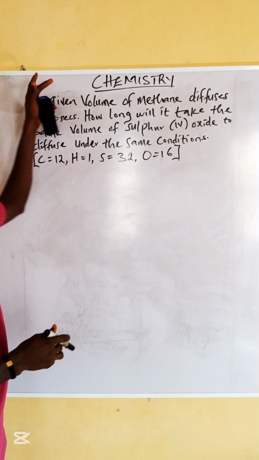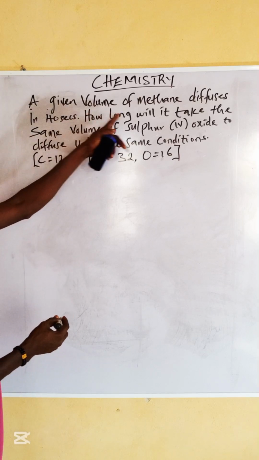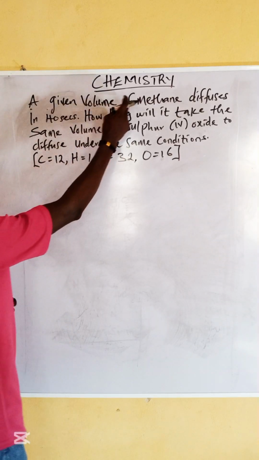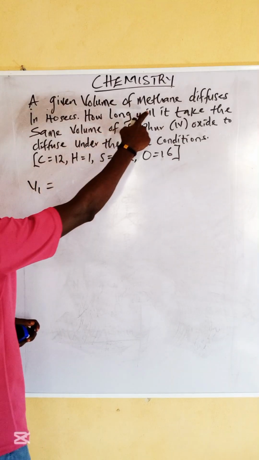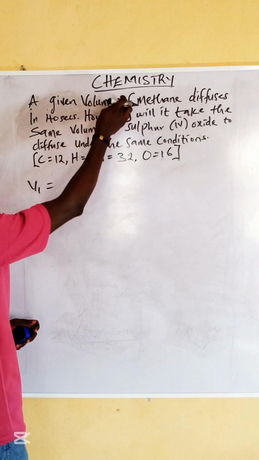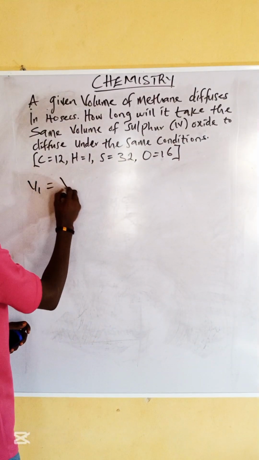Alright, so what we first do is to write out our parameters. Good. So we have volume of methane. We will take volume of methane as our V1. They didn't give us the volume, but our V1 and our V2, that's the volume for sulfur oxide, they are the same thing. So we take it to be V.